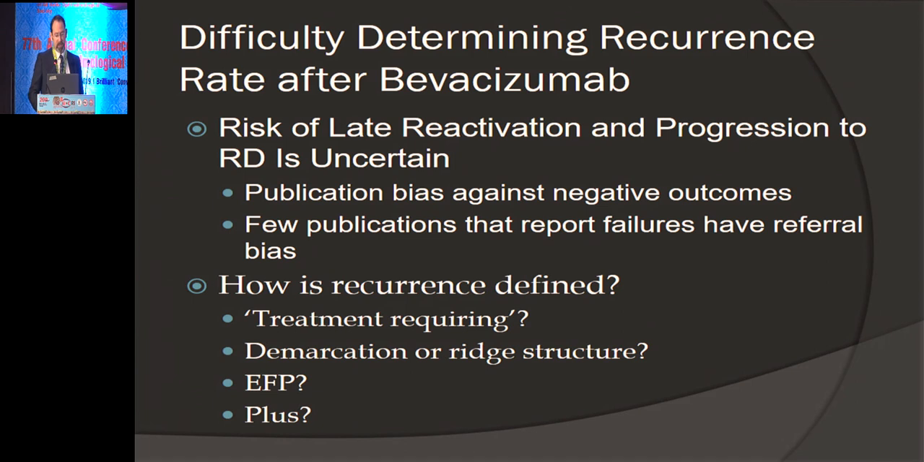It's also difficult because there's no defined terminology, as recurrence many times is defined as treatment required, but different treaters may tolerate recurrence of more disease before they think treatment is necessary. Is it a demarcation? Is it a ridge structure? Is it extraretinal fibrovascular proliferation? Is it plus disease? These things all need to be worked out.